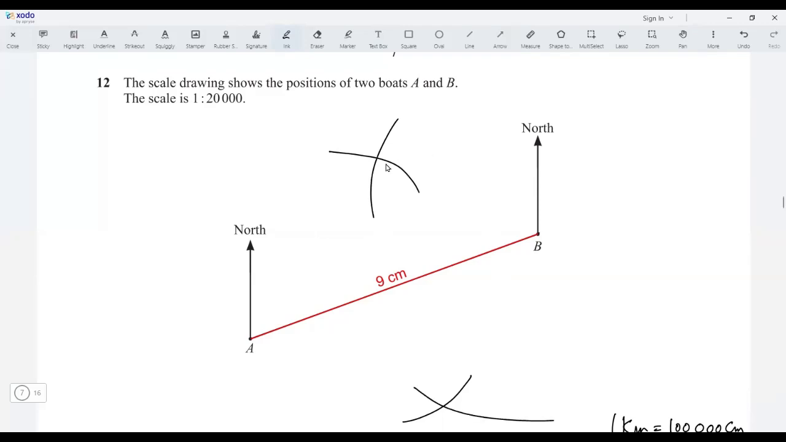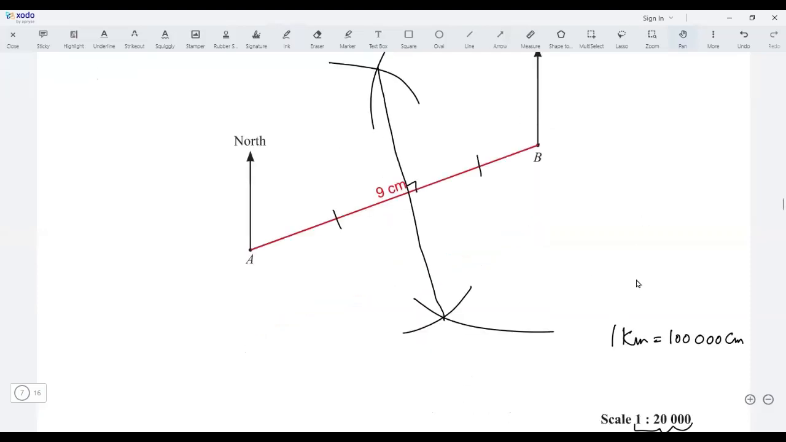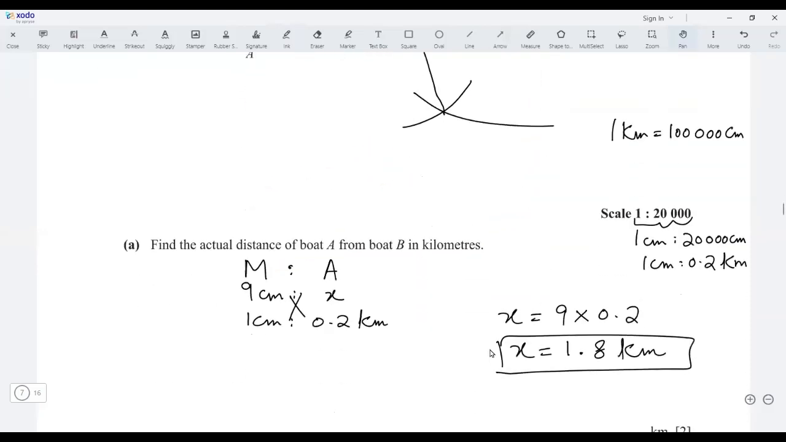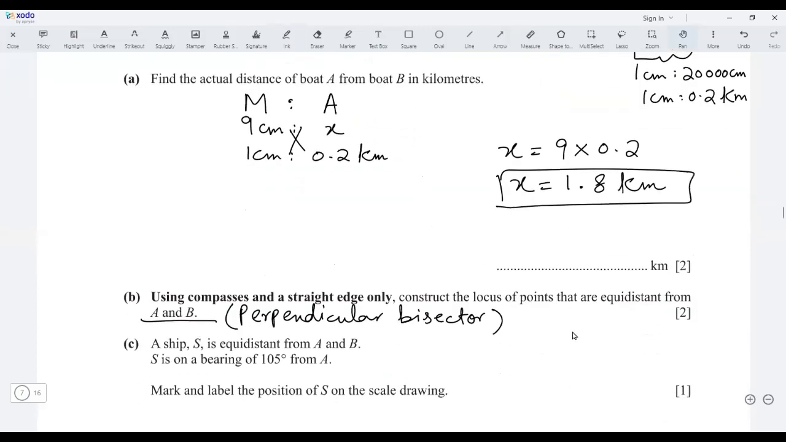Now join these 2 points. It must be cutting this line into half and at 90 degrees as well. So this is basically the locus of the points equidistant from points A and B. I hope you understand. So if there are 2 points and equidistant is mentioned here, it means that it's a perpendicular bisector question.